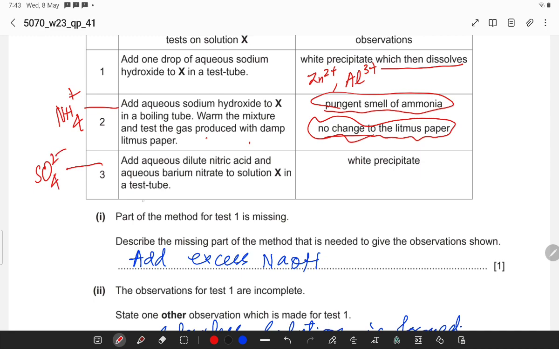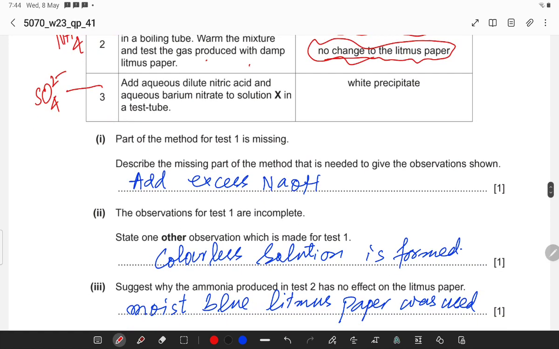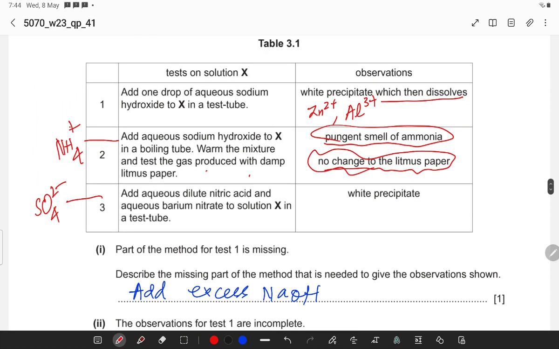White precipitates are formed. If white precipitates are formed, it means X contains sulfate ions. Part of the method for test 1 is missing. Describe the missing part of the method that is needed to give the observation shown. Add excess sodium hydroxide. Yes.